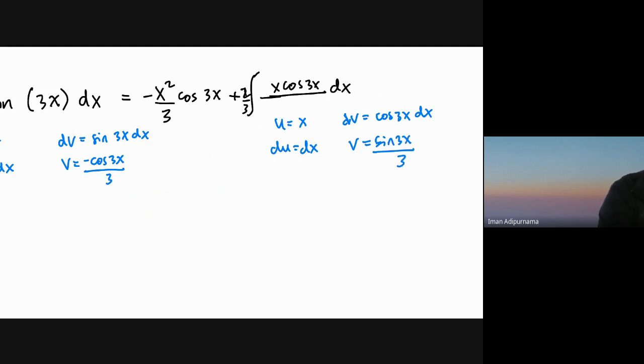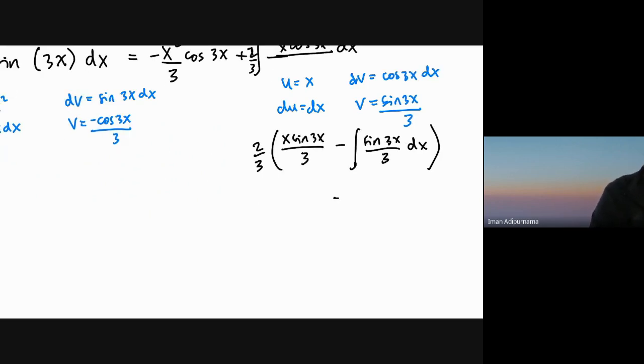So we have, this will be 2 over 3 x sine 3x over 3 minus the integral of v sine 3x over 3 dx. Okay. And I think this can be solved, right?